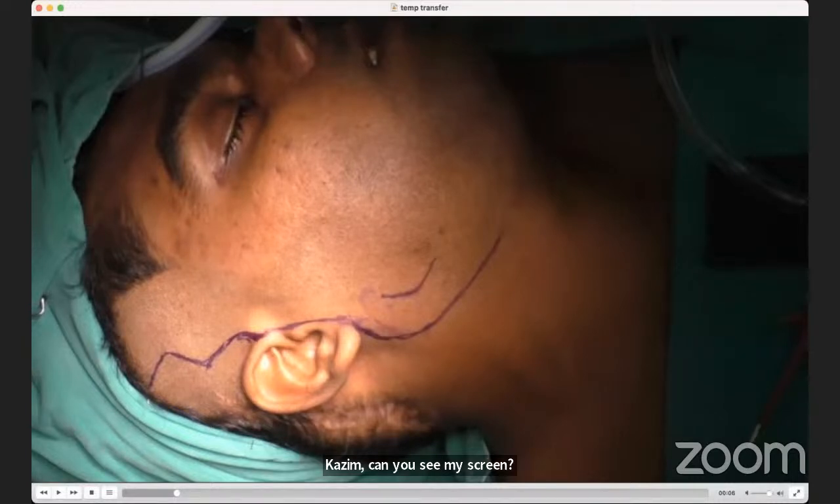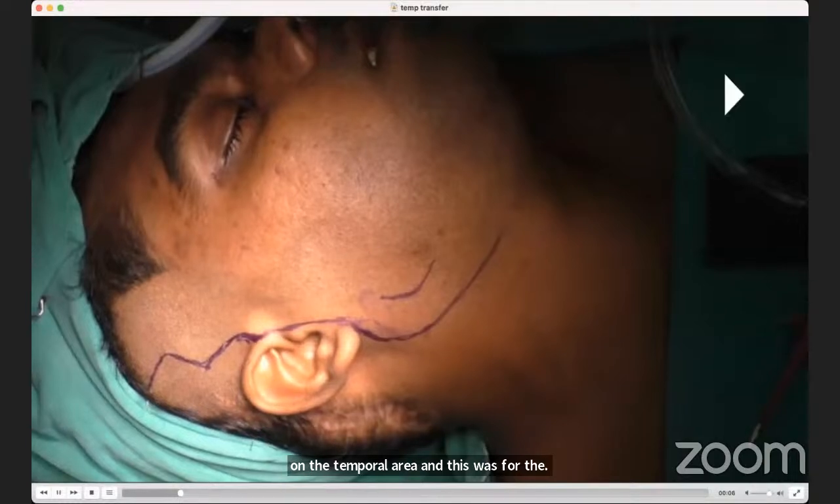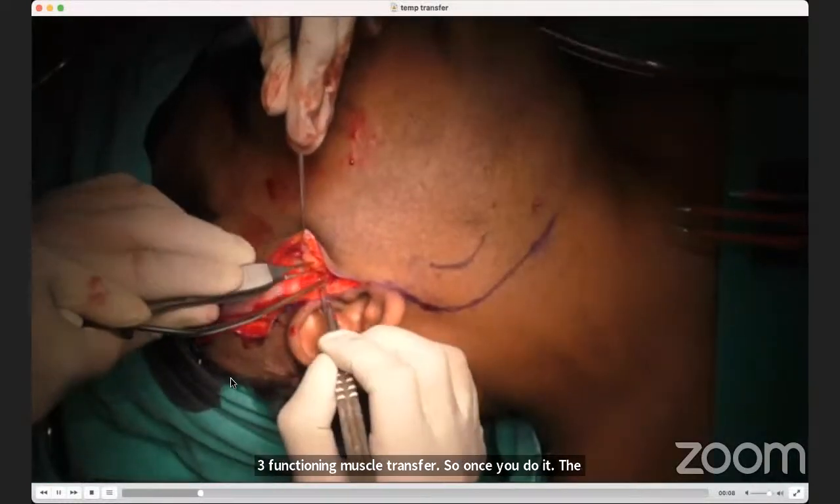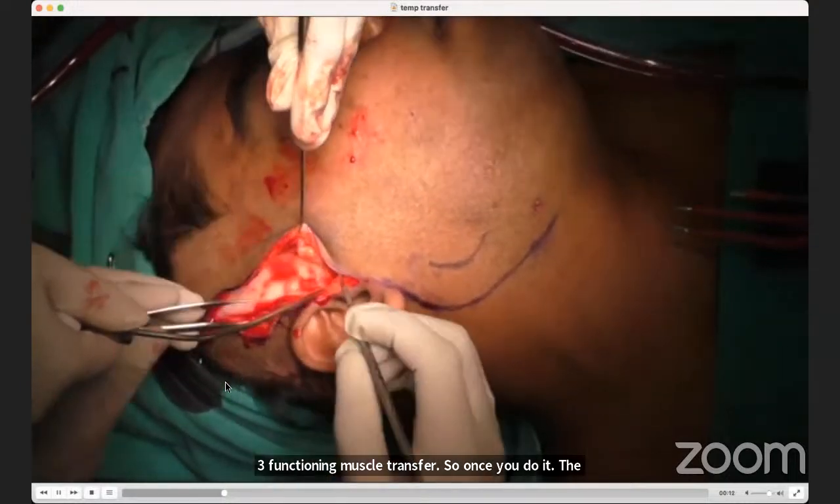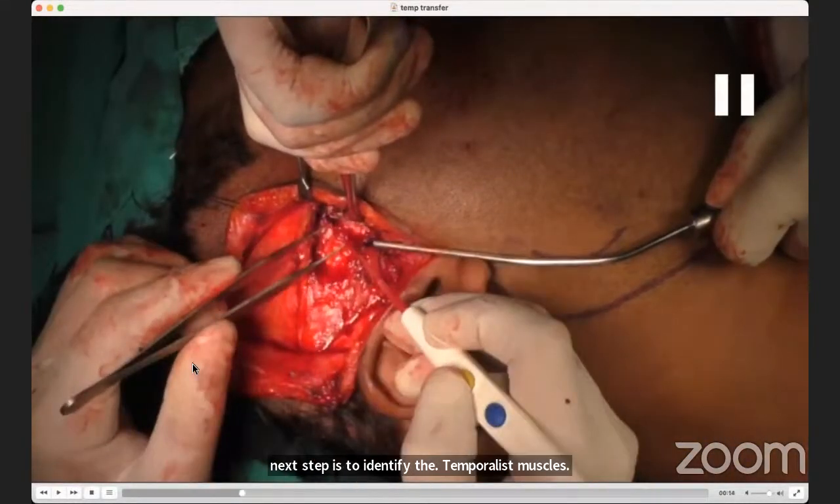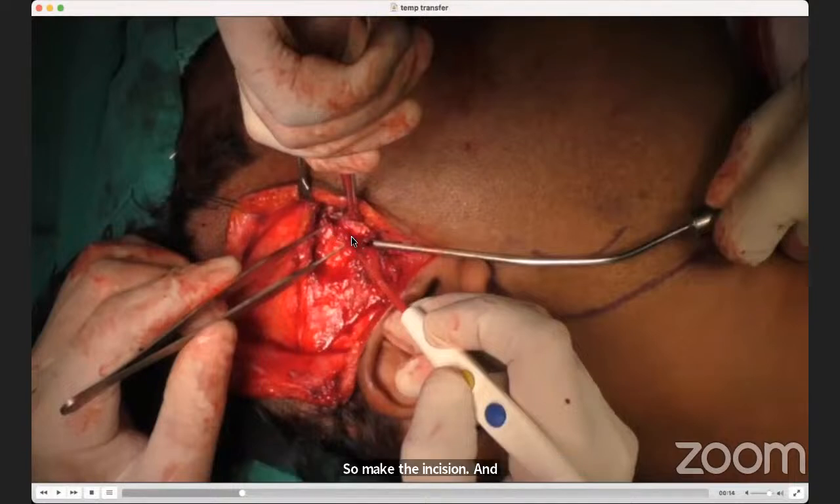Yes, it is seen. Yeah, so what you do is this patient had a temporalis transfer and gracilis transfer. For the temporalis transfer, you make a zigzag incision on the temporal area, and this was for the free functioning muscle transfer. Once you do it, the next step is to identify the temporalis muscle. So make the incision, and then you identify the temporalis muscle under the fascia. Then you divide only the superficial fibers of the temporalis muscle from its attachment towards the coronoid process. Only the superficial muscle, not the total deep.